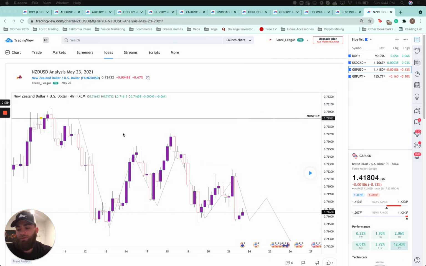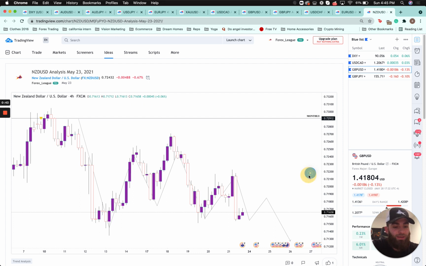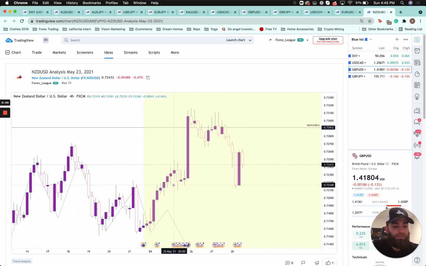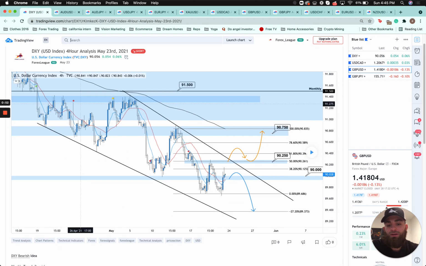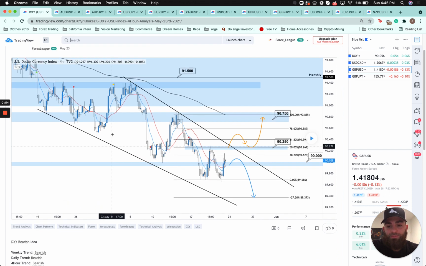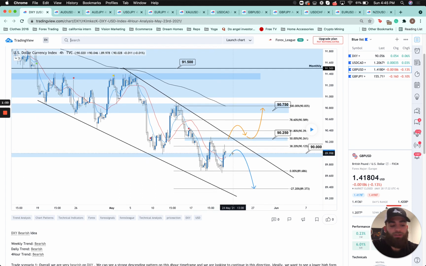We publish all of our ideas on TradingView. That way we can go back at the end of the week, hit the play button, simply see how things played out. So we're going to get started with the dollar index over here. Nick had done this analysis. As we can see, overall price was extremely bearish last week, forming lower lows and lower highs. So we're looking to continue with this trend, guys.